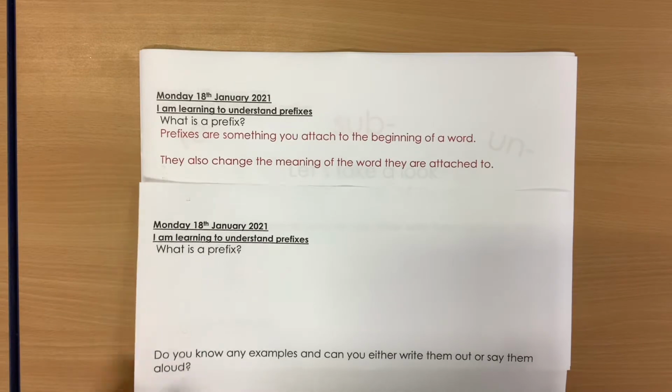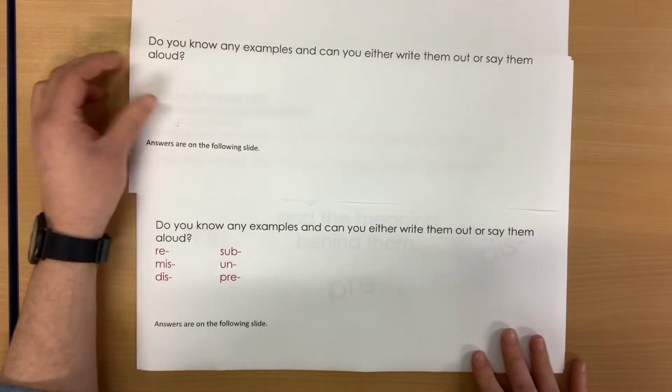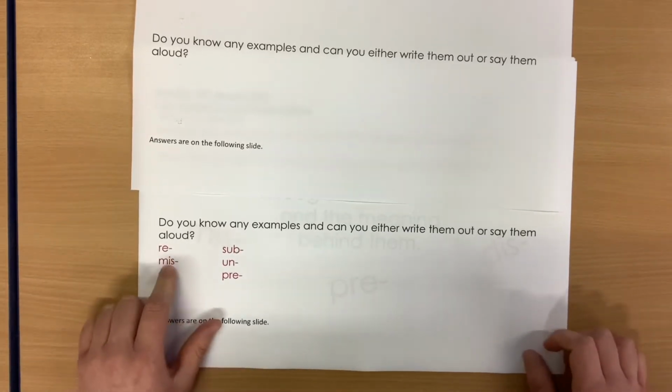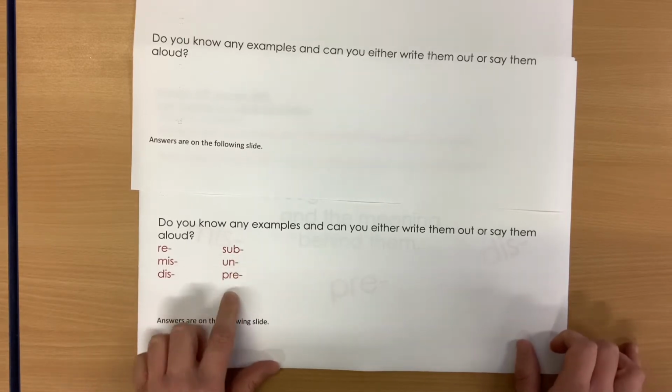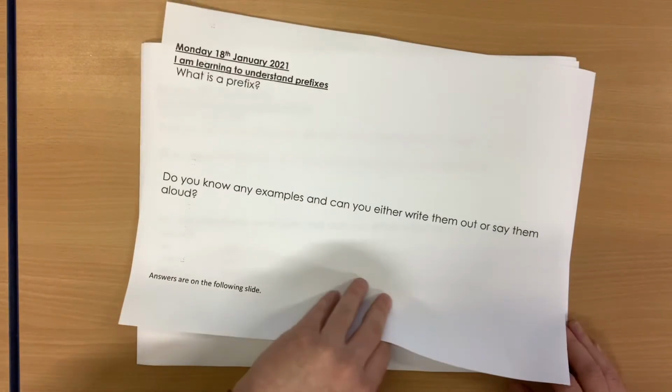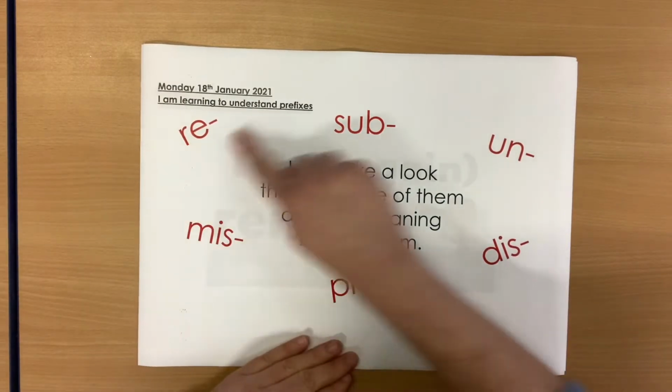So let's take a look at some examples. If you got any of these correct and you wrote them down, why not give it a little tick? Or if you've said them aloud, see if you are right in the ones that you said. So we've got re, miss, dis, sub, un, and pre. So I'm sure there's some words that we can think about. But what I would like us to do now is take a look at some. So I've put them all the way around.